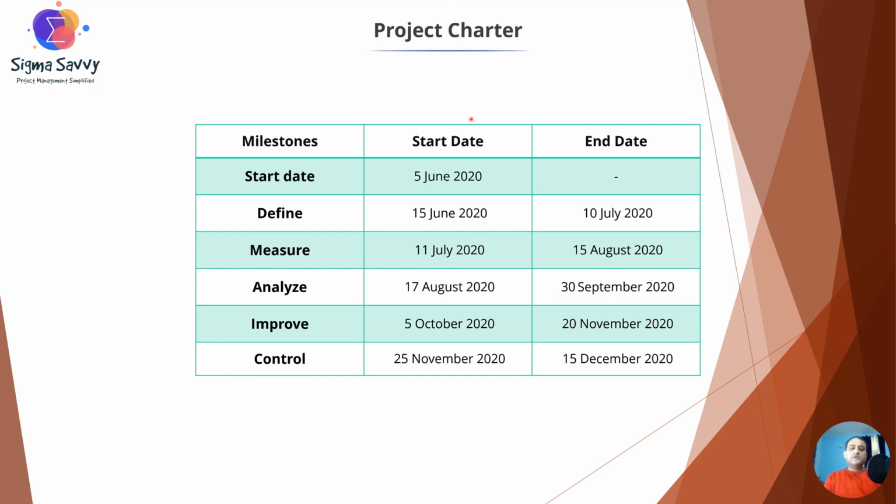Then next we mention the start date and end date for each of these phases. So for define, the start date is 15 June 2020 and the end date is 10th July 2020. Overall, the control phase will end on 15 December 2020. So it's about a 6-month project, and that is typical for a Six Sigma DMAIC project.